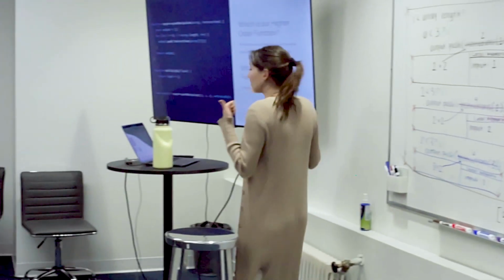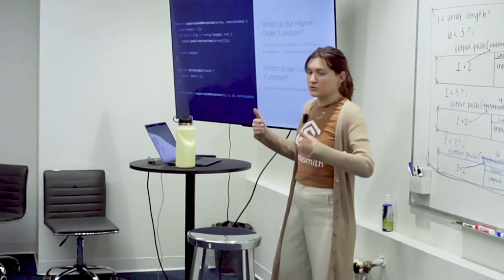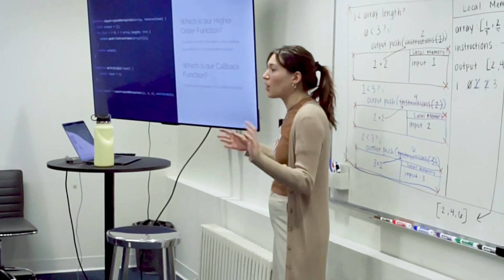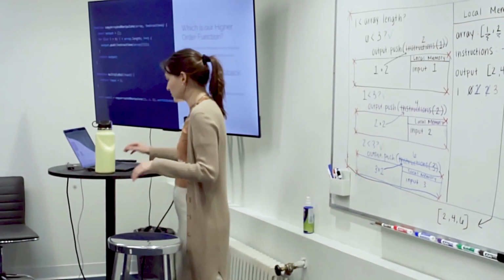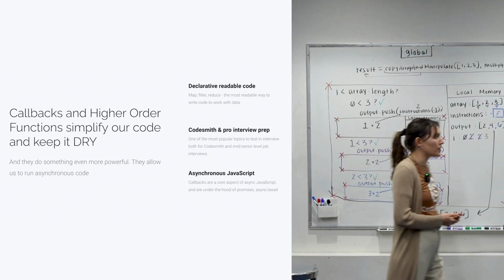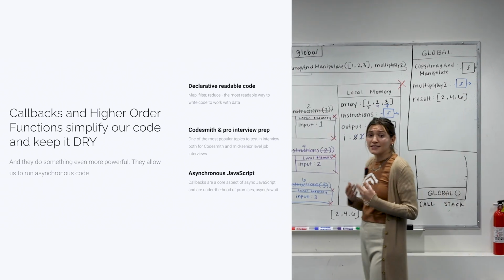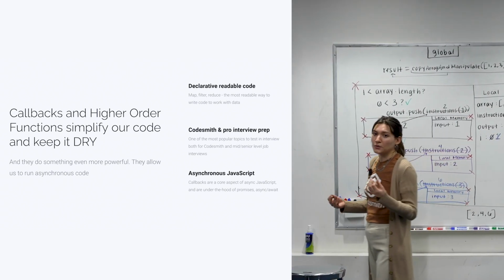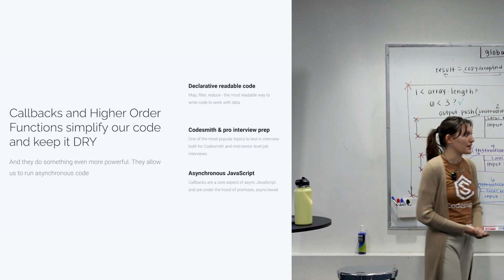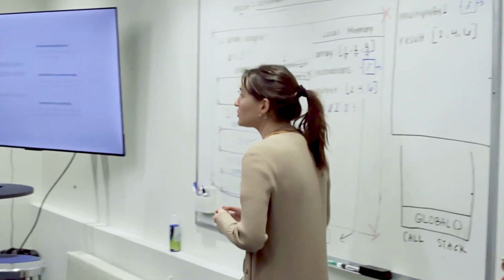Cool. Can I get thumbs on that, the higher order function versus callback? Cool. Just remember, higher order function is the function that takes in another function. Callback is the function you pass to another function. You can do a lot of things with this concept. Like we said before, this makes our code more declarative, more readable. Basically, it makes it less repetitive. It makes our code less bloated because we can write less code by using callbacks and higher order functions. These functions: map, filter, and reduce.